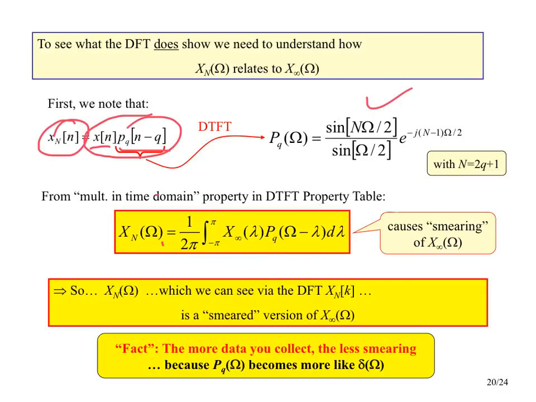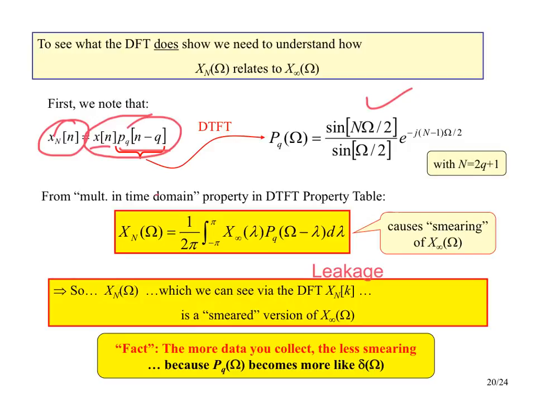Another term for it is called leakage. Let me see if I can type this in here. I'm trying to write it out. So leakage is another term that's used. I like smearing better because it says a little bit more about what it looks like. There's a reason that it's called leakage, and we'll get to that at some point.